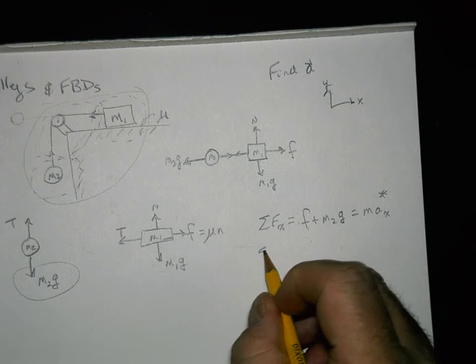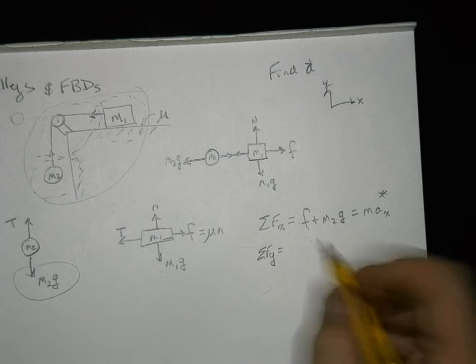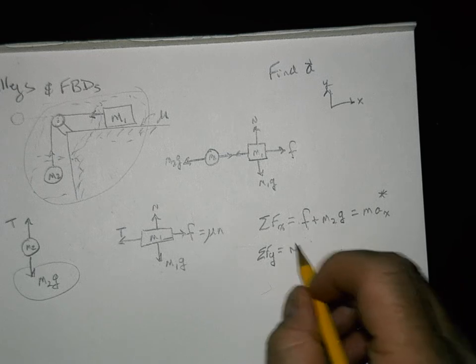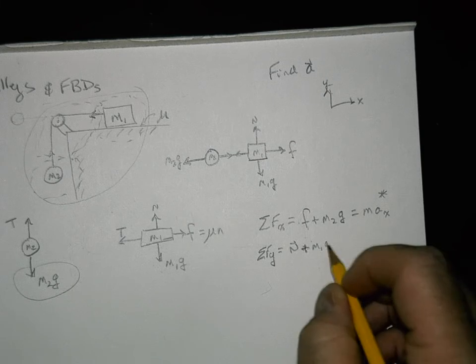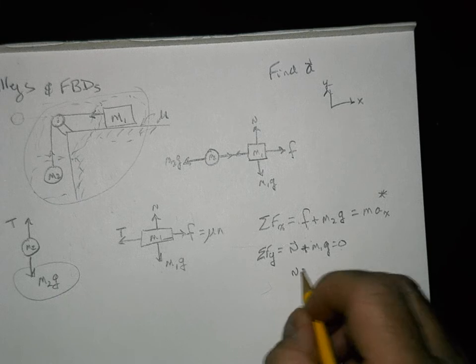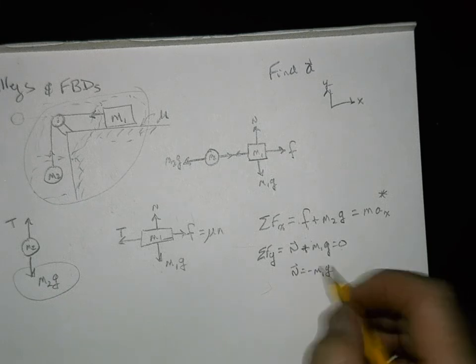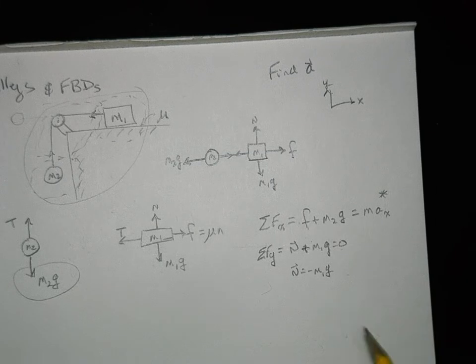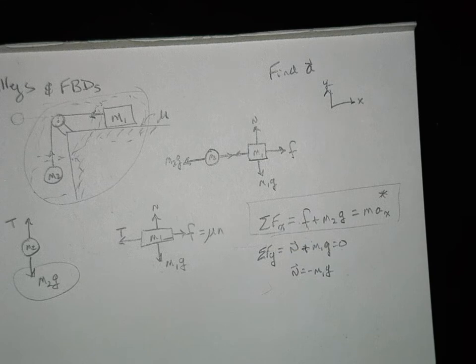The sum of the forces in the y direction is going to equal, well, that's the trivial one. That's normal force plus m1g equals 0. So let's solve that one real quick. Normal force equals negative m1g, and that becomes what we're going to plug in for our friction and so on. So this is what we're looking for now, right? We can pretty much solve back into our x direction forces.